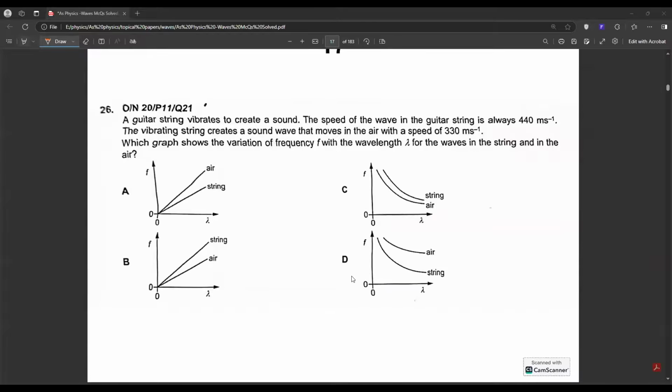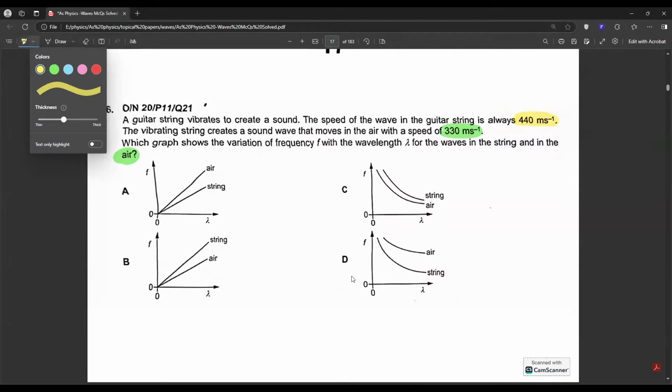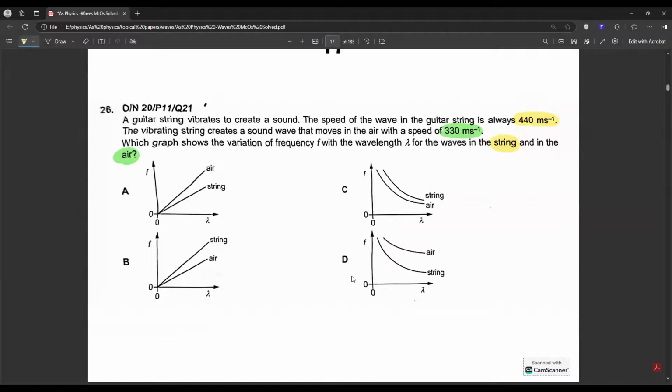A guitar string vibrates to create a sound. The speed of sound in the guitar string is 440 m s^-1. The vibrating string creates a sound wave that moves in air with a speed of 330 m s^-1. Perfect. Which graph shows the variation of frequency with wavelength lambda for the waves in the string and in the air? Always remember, air is what? Gas. What is a string? String is solid.